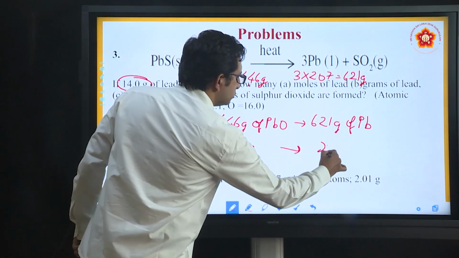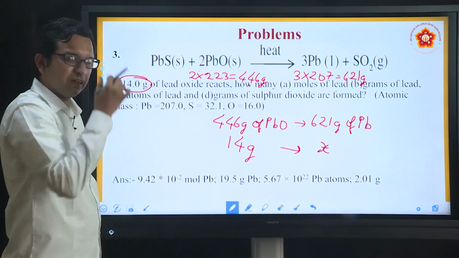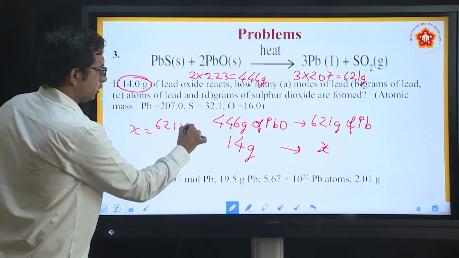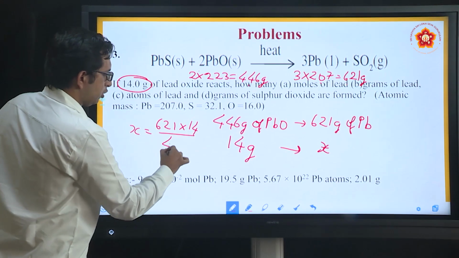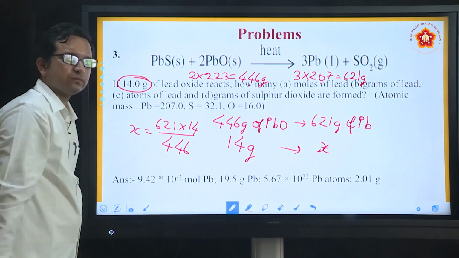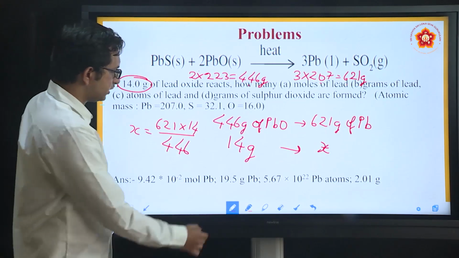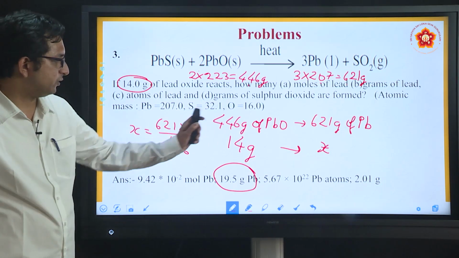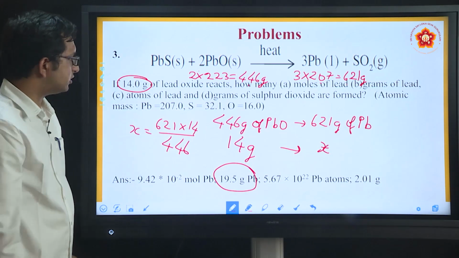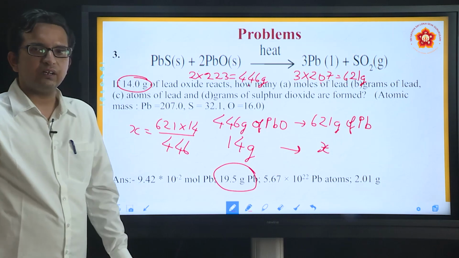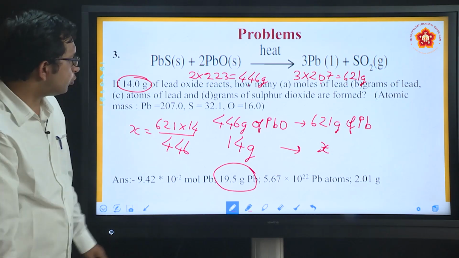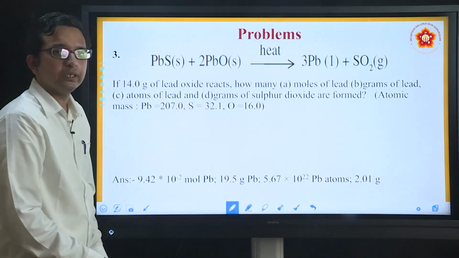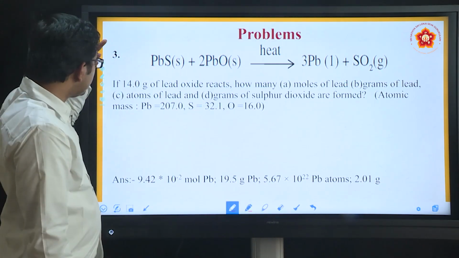So how much is being formed? X. So what is this X? How do you calculate it? X is equal to 621 into 14 divided by 446. Undertaking these calculations, you will get the final value of 19.5 gram of lead. So this simple mathematical calculation gives you this particular answer. This is how you can find the corresponding mass of the compound that is present in this case. What's the next one here?